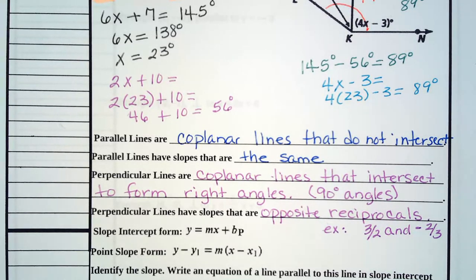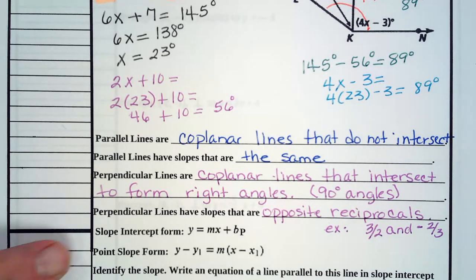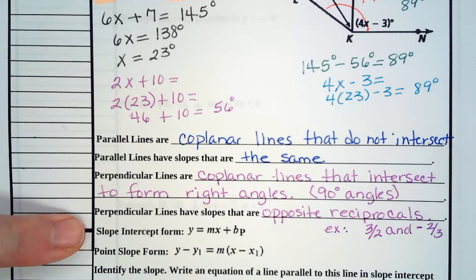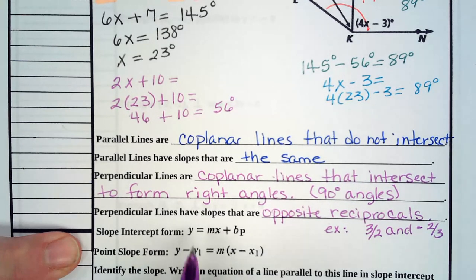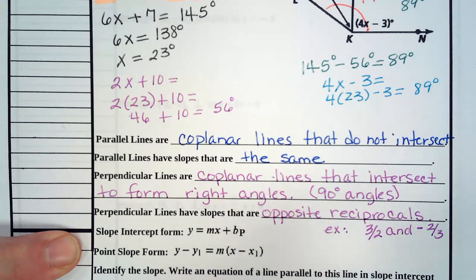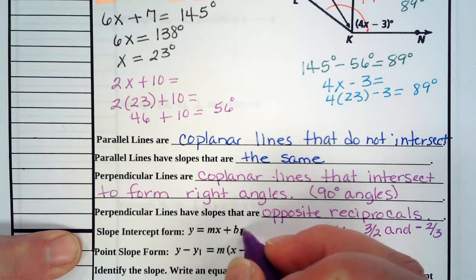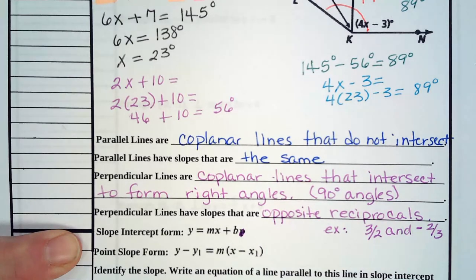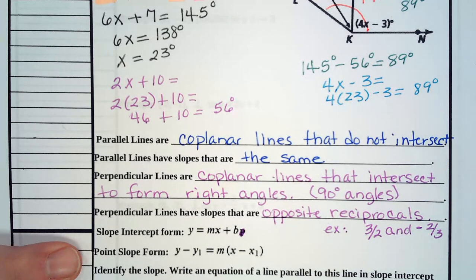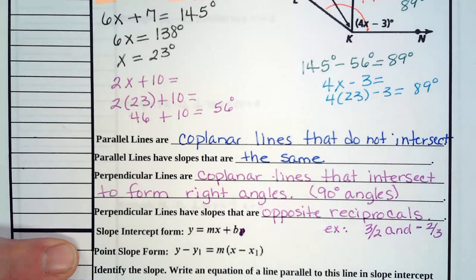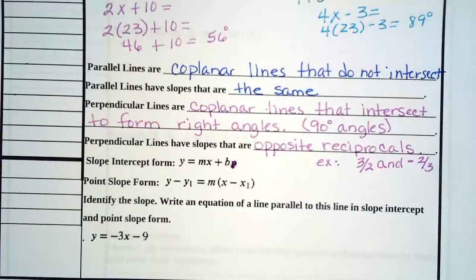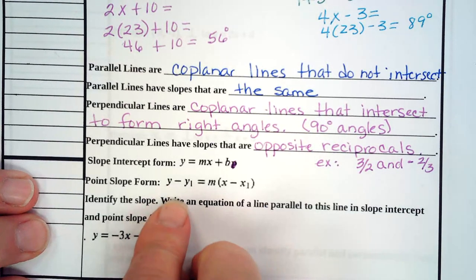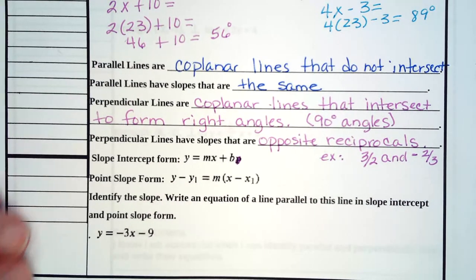So we've got two forms of lines that we're looking at. One is the slope-intercept and one is the point-slope form. y is equal to mx plus b. And y minus y sub 1 is equal to m multiplied by the quantity of x minus x sub 1, where x sub 1 and y sub 1 is a point on the line.